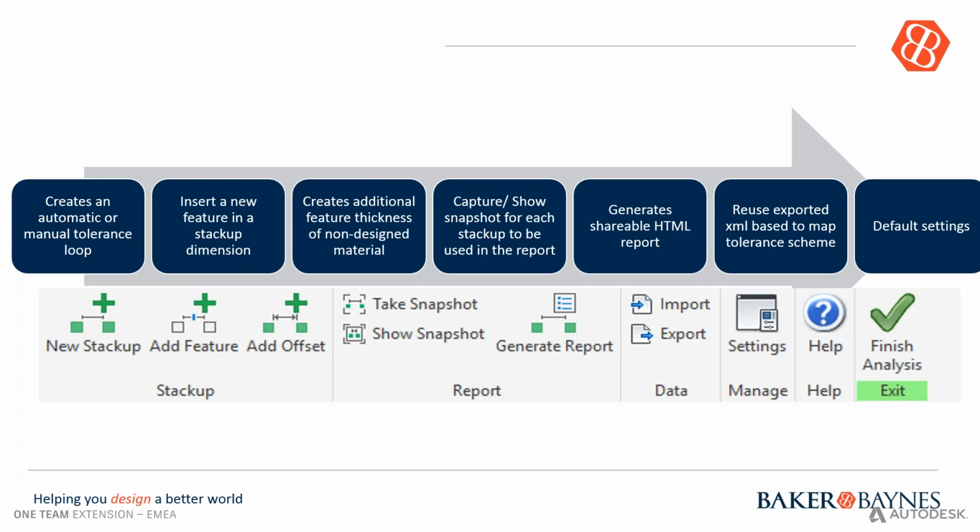We can capture and show snapshots for each stack up to be used in the report, which is very nice. Following on that, we can generate shareable HTML reports, which can be shared downstream with the team. The reports can, of course, be reused to map tolerance schemes. And we've got the default settings to manage all of this.